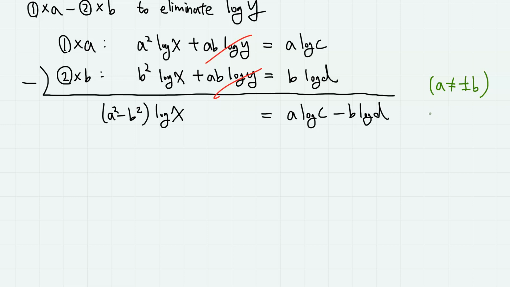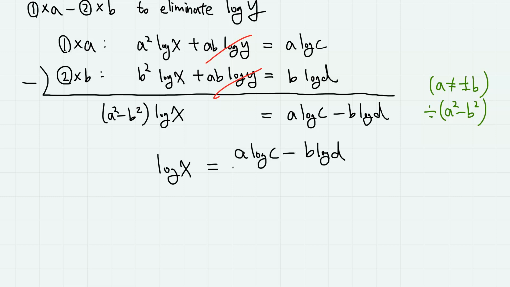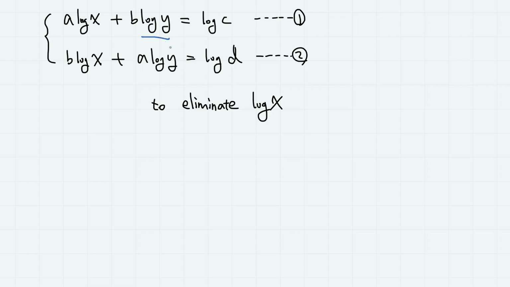Under the given condition, we can divide both sides by a squared minus b squared to obtain log x equals a log c minus b log d over a squared minus b squared. Next, let us solve for log y.